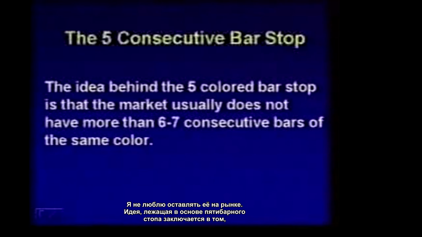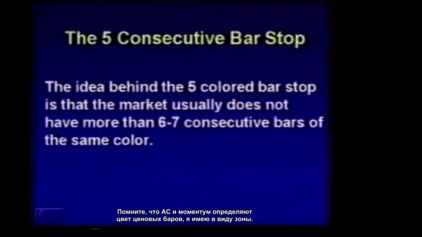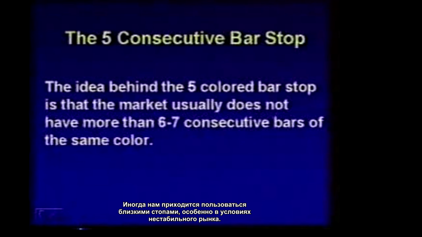The idea behind the 5-bar consecutive stop is that the market usually does not have more than 6 to 7 consecutive bars of the same color. We usually see the market pull back after a number of consecutive red or green bars. Remember, the momentum and acceleration determine the price bar's colors, which I'm referring to as zones. There are times when we want to use a tight stop, especially in volatile markets. If you're trading a 5-minute S&P chart, you're going to want to use the 5 consecutive bar stop 95% of the time.